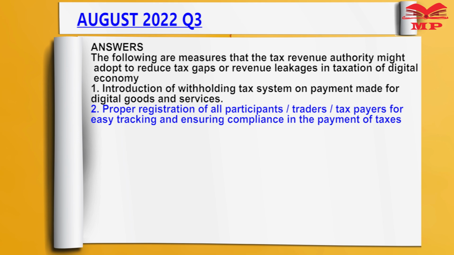Number 2 is that the tax authorities can ensure that all participants or all traders or taxpayers operating in this economy are properly registered by the tax authority itself as well as other regulators. What will that do? That will help, one, ease the issue of tracking these taxpayers in case of any issues, and in short, it will ensure compliance in this particular economy. So then another measure is to ensure proper registration of all taxpayers.